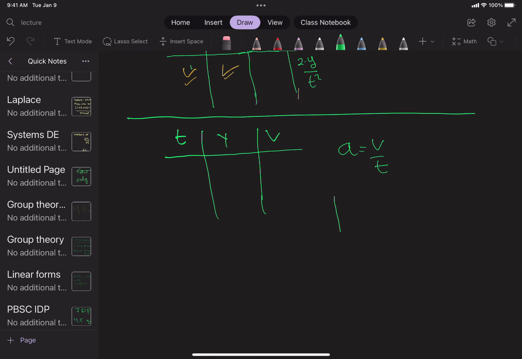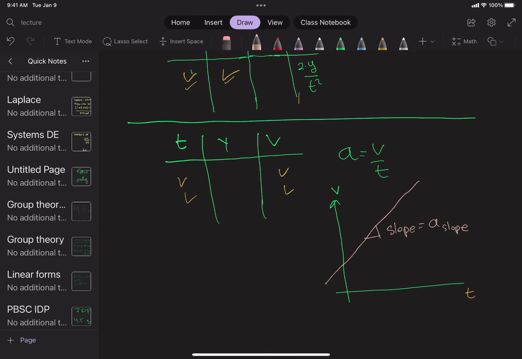You're going to make a plot of the velocity data on the vertical axis and the time data on the horizontal axis. And when you do that, you'll get a straight line. In this case, the slope is also going to equal the acceleration. I think I'll just call this a slope.